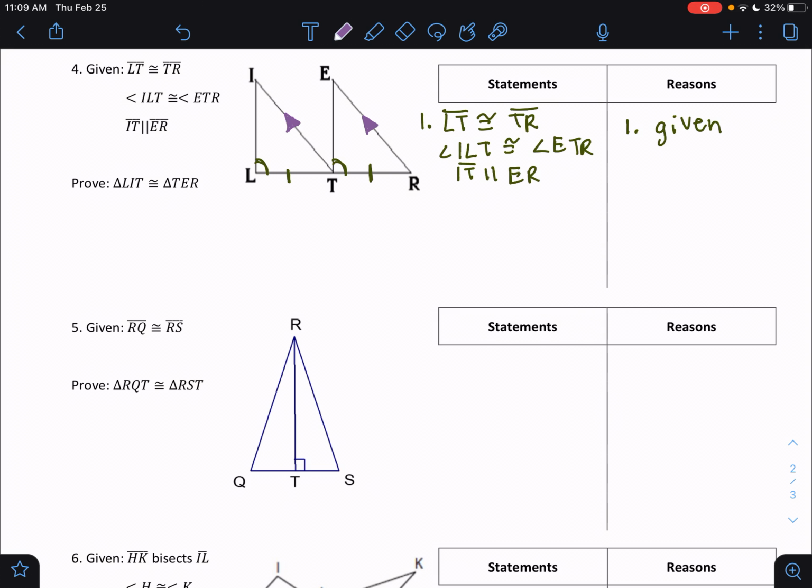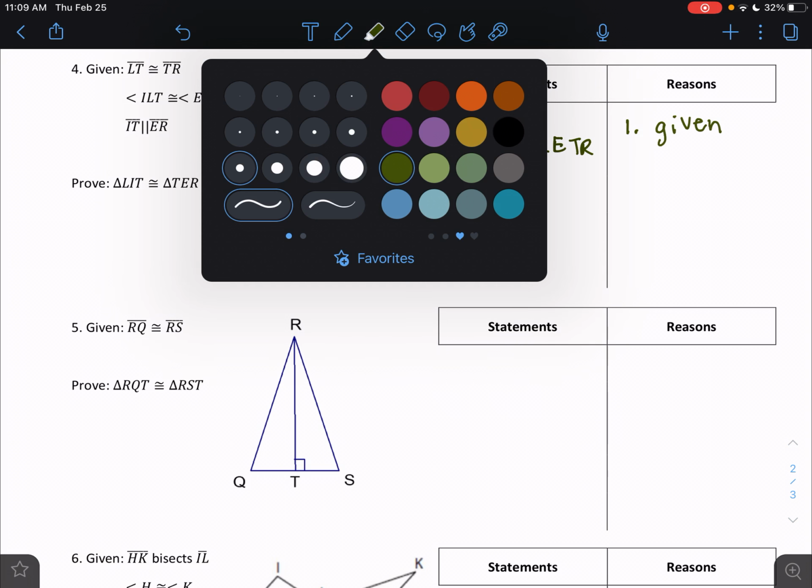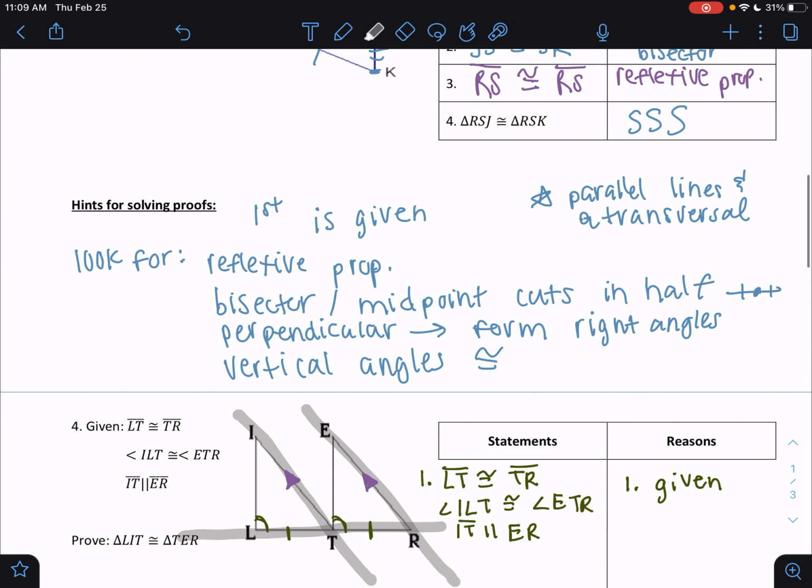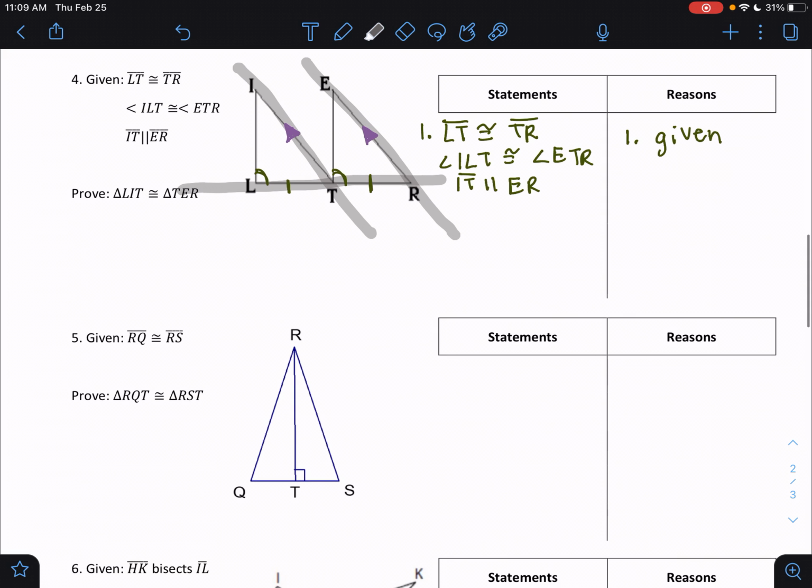So I'm going to use these parallel lines to prove that. So I'm going to extend it out. I'm just going to use this highlighter here. I'm going to extend out my parallel lines, and then this bottom line right here is going to be my transversal. So when we're looking for parallel lines and transversals, we're going to use that here.